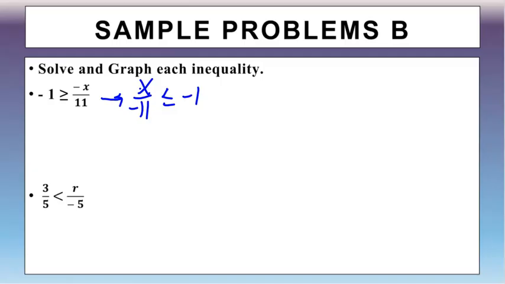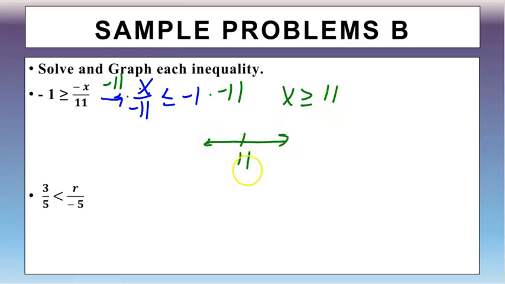Now the opposite of dividing by negative 11 is multiplying by negative 11. Do that on both sides. Now I'm left with x, and because I'm multiplying by a negative, I have to flip the symbol, so it's greater than or equal to. Negative 1 times negative 11 is 11. Then on a number line, 11 here, a filled-in circle because it can equal 11. Greater than means it goes to the right.